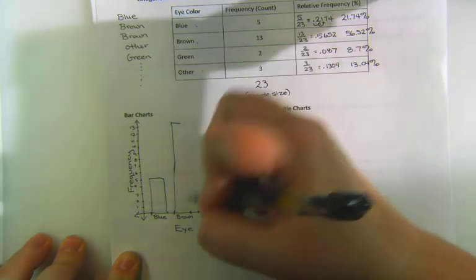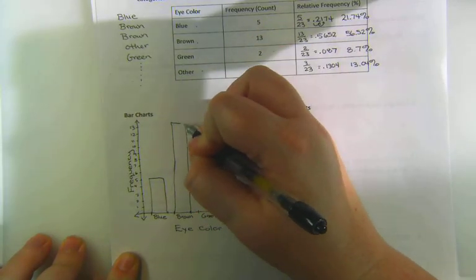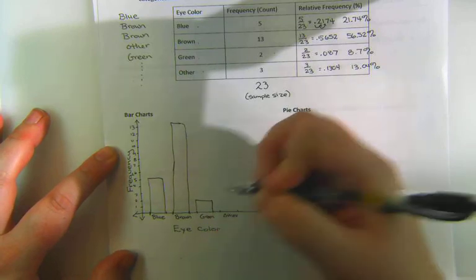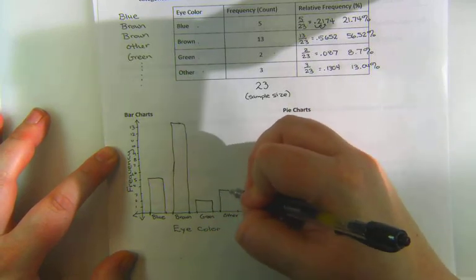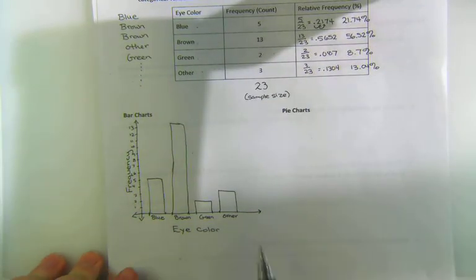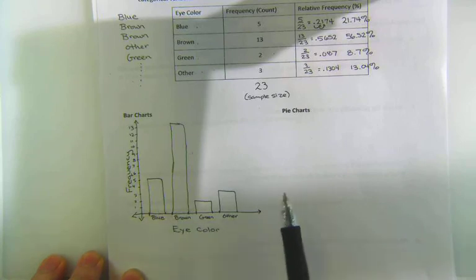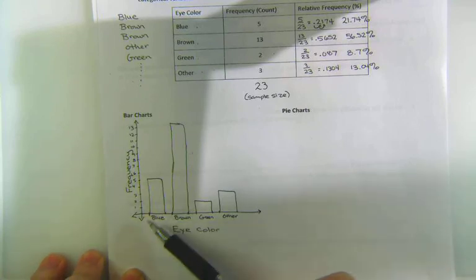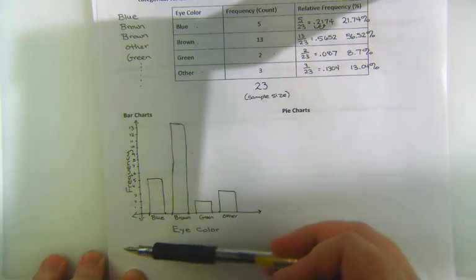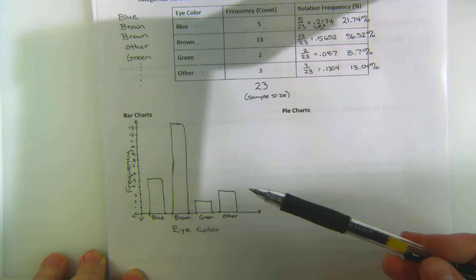Then when we draw the bars, we just go to the height of the frequency. So for blue eyes, we go up to 5. Brown eyes, we go up to 13, as best we can by hand. Green, we go up to 2. Other, up to 3. Something like that. So this is our bar chart. So again, what's key is those spaces between the bins. Make sure the bins have somewhat even widths.